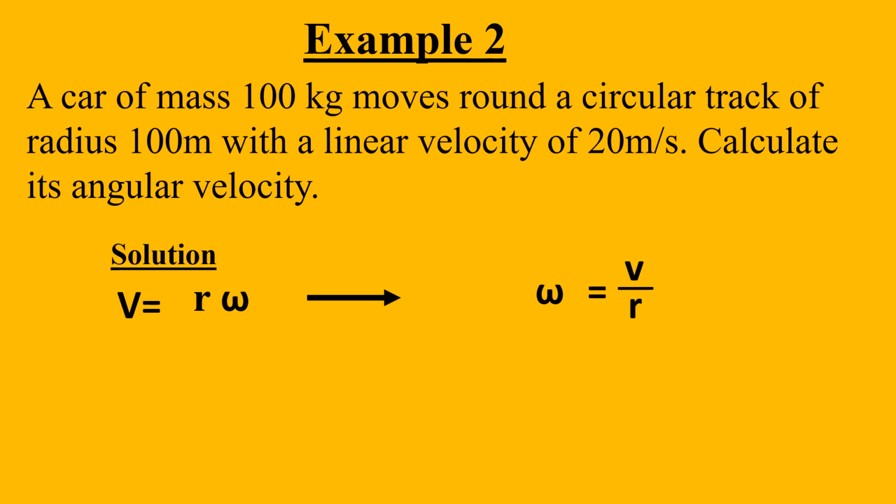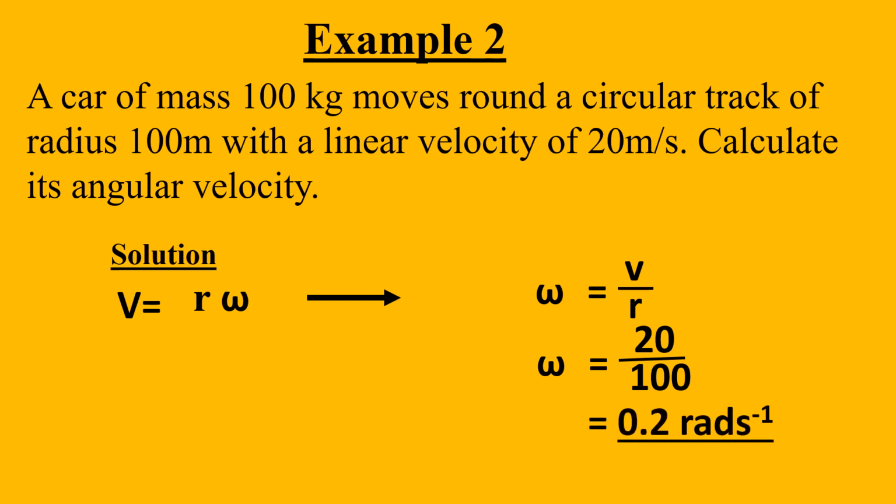So we need to substitute v and r in our formula, and so omega equals our velocity, which is 20 meters per second, divided by the radius, which is 100 meters. This simplifies to 0.2 radians per second.